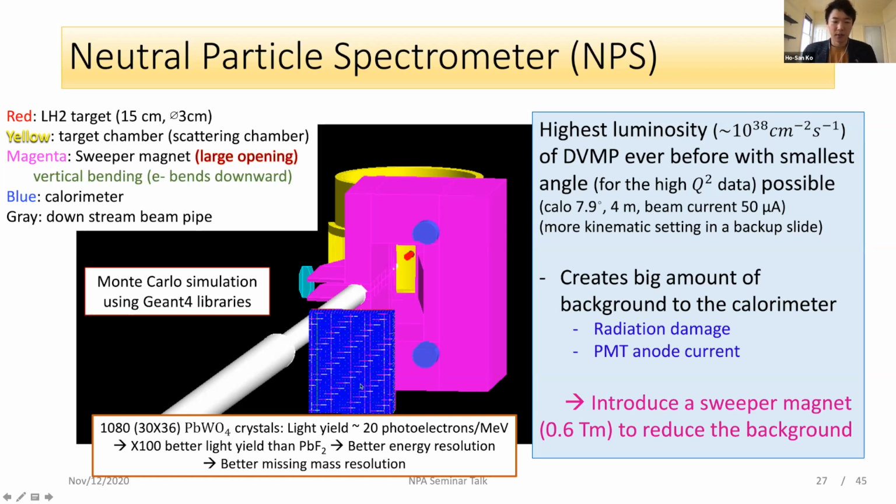Then the calorimeter for this NPS is made of 1080 lead tungstate crystals. It will have about 100 times better light yield than the lead fluoride crystals that were used for the Hall A experiments. So we will have better energy resolution, and it will have better missing mass resolution. So we will have less trouble in selecting exclusive events.